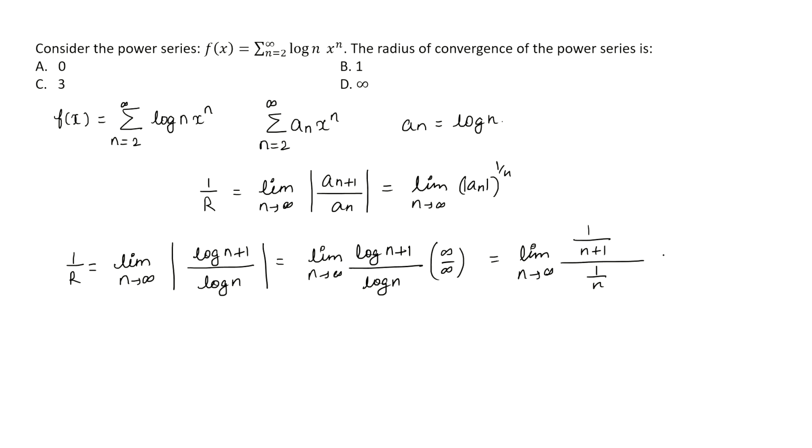And now this function is limit n tends to infinity n/(n+1), and this is equal to 1 clearly. So 1/R = 1, therefore R = 1, right? So the radius of convergence is 1 here. So option B is the correct answer. This is the radius of convergence.